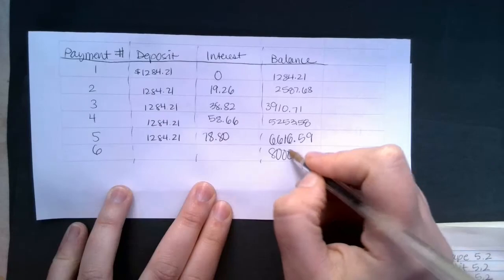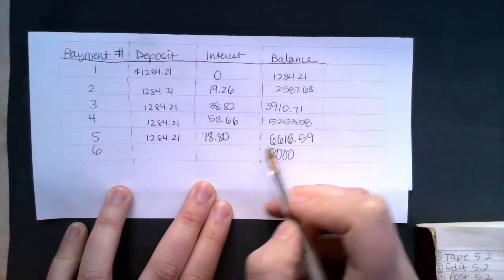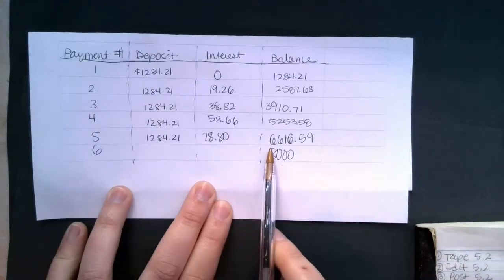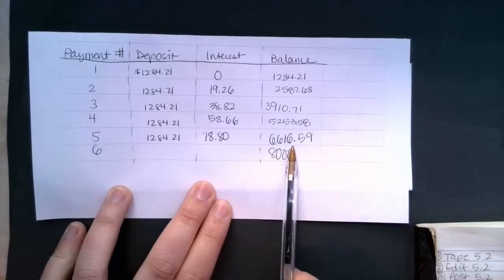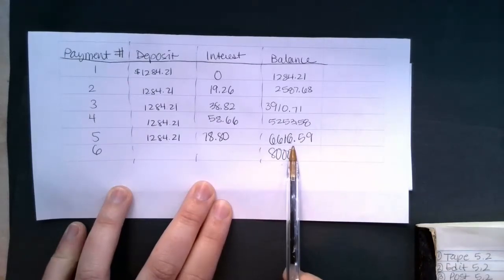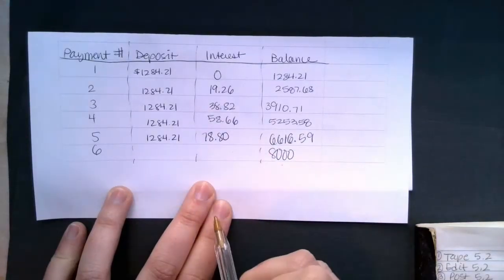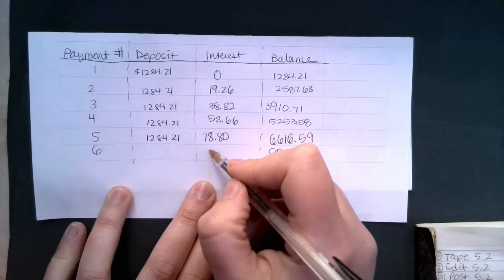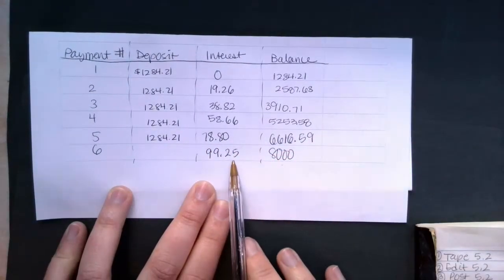And then working this last row, we're going to do a little different, because again our balance here, we're trying to get right on the nose at $8,000, and we're going to work backwards. So we're still going to find the interest just like we did with the amortization table. So we're going to take our 6,616 times 59 cents, and we're going to multiply that by our interest rate, 0.06 over 4. And when we do that, you should get $99.25, rounding to the nearest penny.